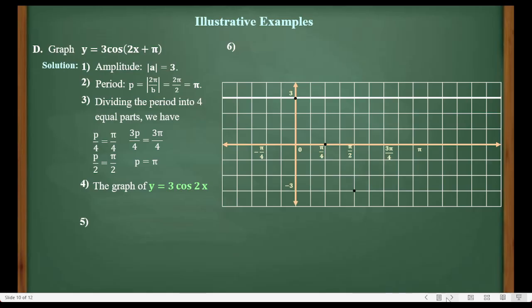And then for the third partition of the period, 3 pi over 4, substitute. So it's 3 pi over 2. Cosine of 3 pi over 2 is actually 0, times 3 is 0. So this is where you plot the point. And finally, for the fourth value, which is the value of the period, pi, 2 pi, cosine of 2 pi is actually 1, times 3 is 3. So at the value of x, which is pi, the corresponding value of y is 3. So this is where you plot the point.